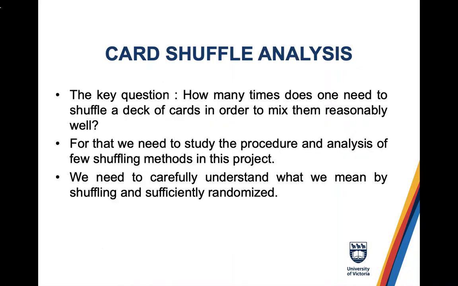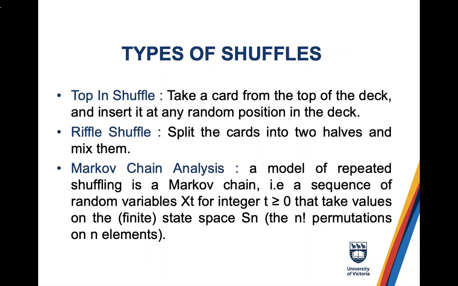So the main question that we're trying to answer today is how many times do I need to shuffle a deck of cards to make it totally randomized? So for that we need to study the procedures and analyze a few shuffling methods. So types of shuffles. Number one type of shuffle is top-in shuffle. So if I have a deck of cards and I hold it in my hand, I take the top card and I insert it randomly in a different position in the deck. Number two type of shuffle is riffle shuffle. So I split the cards into two halves and mix them together.